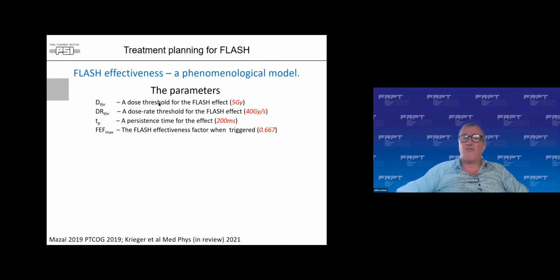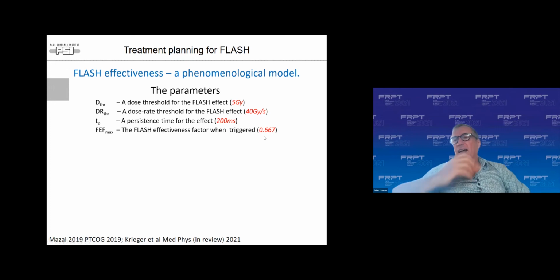We also have a dose threshold, and there's evidence out there that flash will only be triggered if it's above a certain dose, even if it's delivered at the high dose rate. So if it's delivered at 40 gray per second or more, but the dose delivered is less than that threshold, we will not see a flash effect. And we've taken this to be about 5 gray in the model. We also assume that after a voxel has been flashed, and the flash effect has been triggered, that biological reduction will persist for a certain time, regardless of what dose rate is applied afterwards. And that we set in the default to 200 milliseconds.